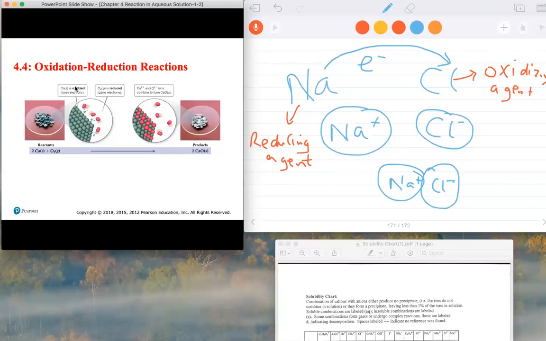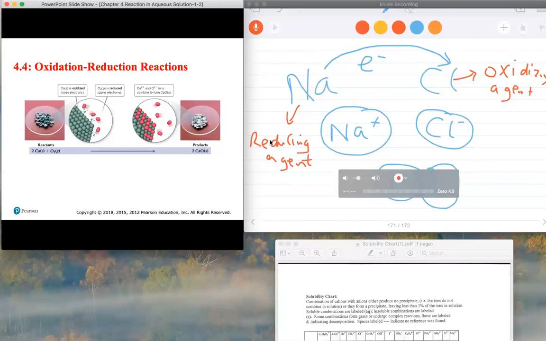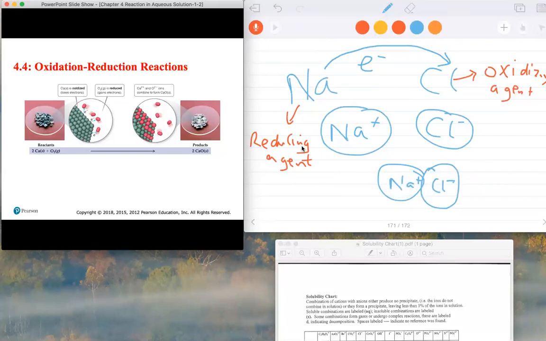And then, to understand what is oxidized and what is reduced: the reducing agent is oxidized. This is said to be what? This is oxidized. And the oxidizing agent is reduced. Oxidizing agent, reducing agent, what is reduced and what is oxidized.